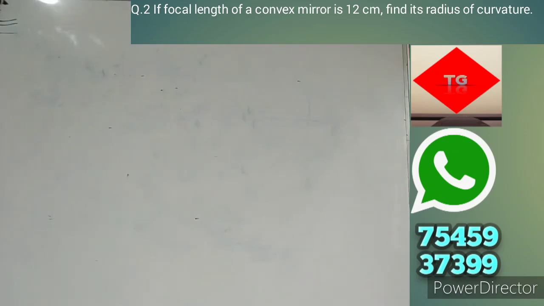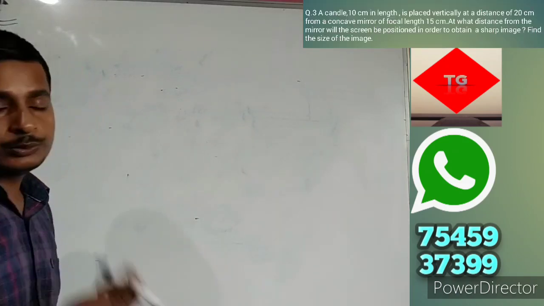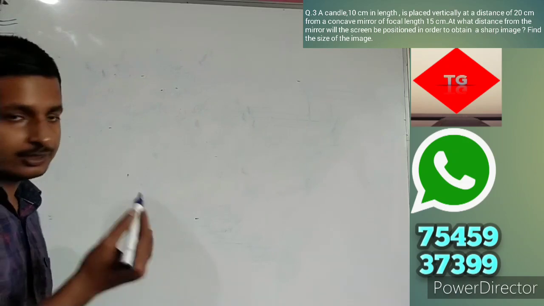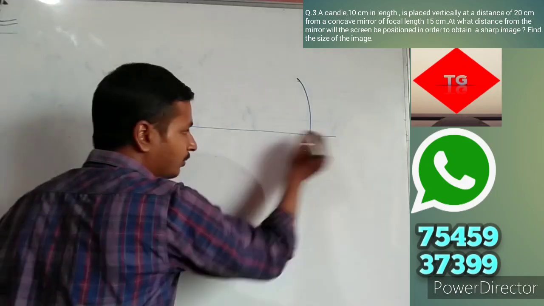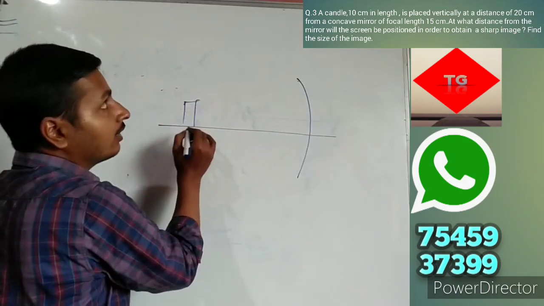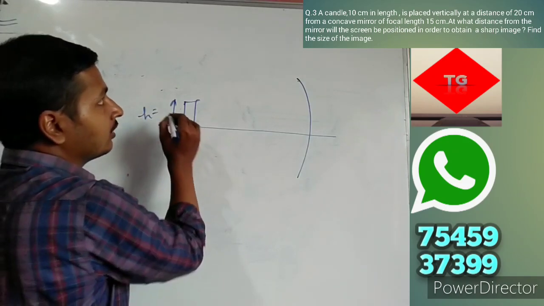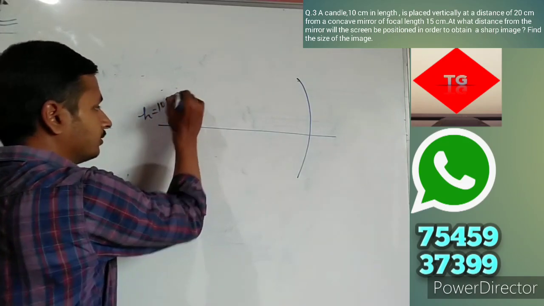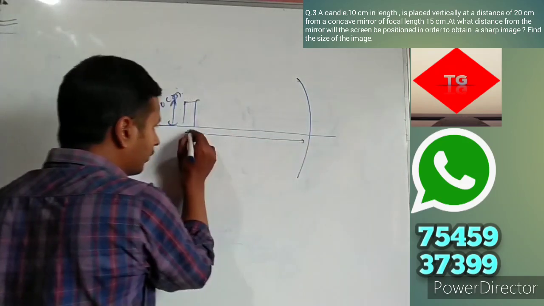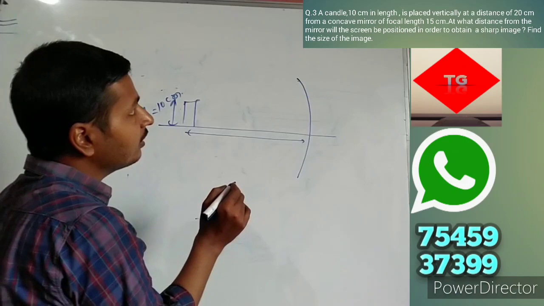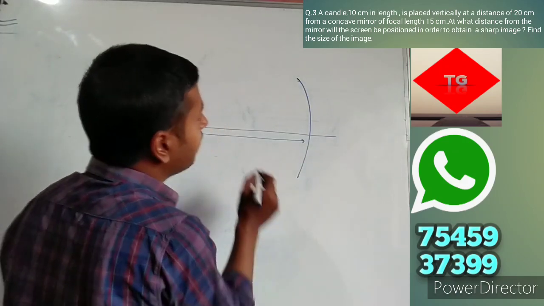Come to the next question. Here what is given? If you draw the diagram according to the given question, in front of a concave mirror there is placed a candle having height 10 centimeter, and it is placed 20 centimeter from the mirror.